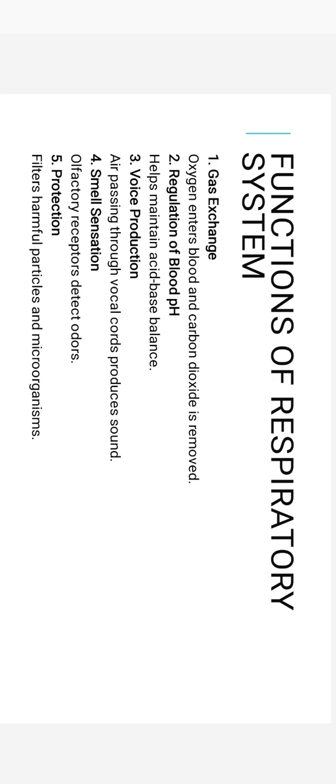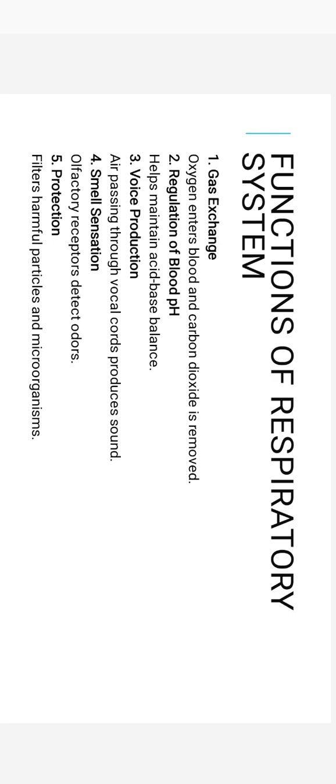Next, functions of the respiratory system. The respiratory system performs several important functions in maintaining body homeostasis. The primary function is gas exchange. Oxygen enters the body and carbon dioxide is removed continuously. Another important function is the regulation of blood pH. Carbon dioxide affects the acidity of blood. By controlling carbon dioxide levels, the respiratory system helps maintain normal acid-base balance.